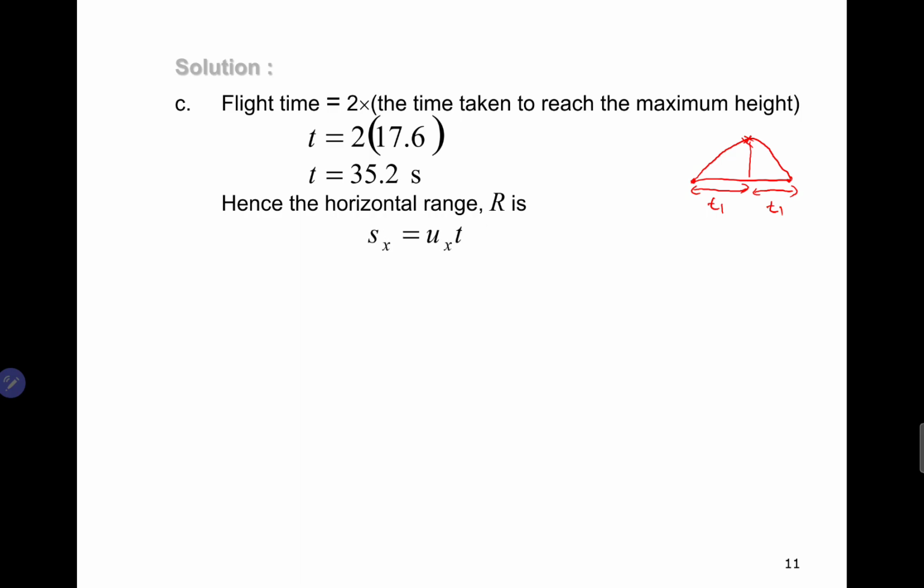Total displacement, initial point up to final point, displacement x. So initial velocity multiplied by total time taken, which will end up with 3520 meters.